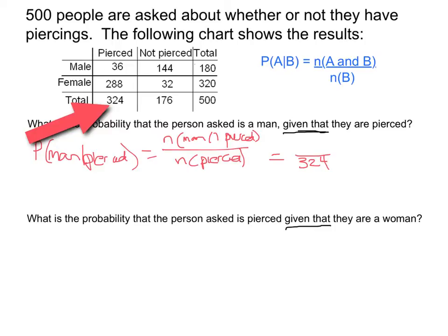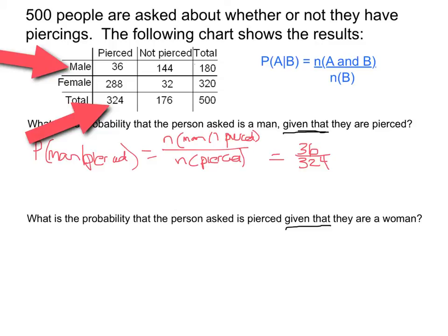Now, if we want to know what the intersection is between men and pierced, what we need to do is look at the column that says men. That's this column here, and the row that says pierced. So we are looking at the intersection of this row with this column, and the intersection is going to be this number right here, this 36, and so that is my numerator. So 36 is where the row and the column intersect. 324 is the total number of the people pierced.